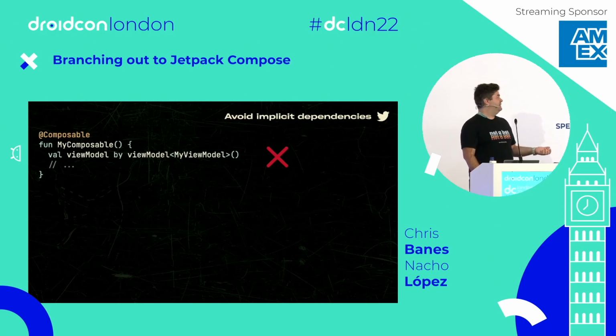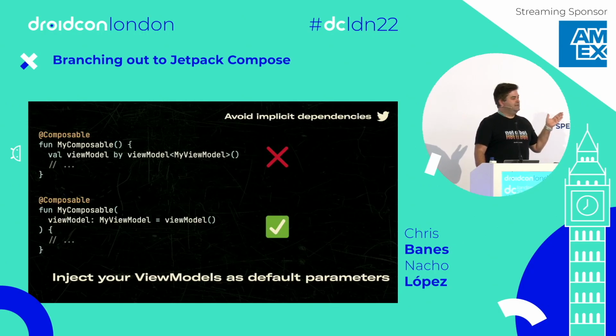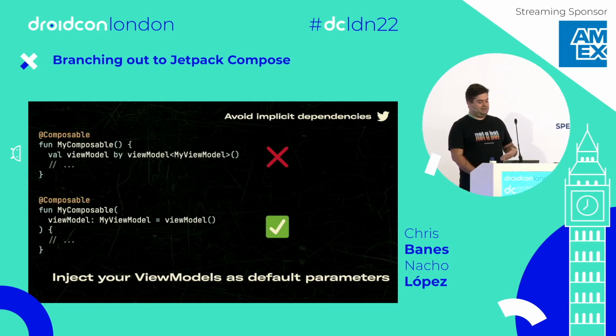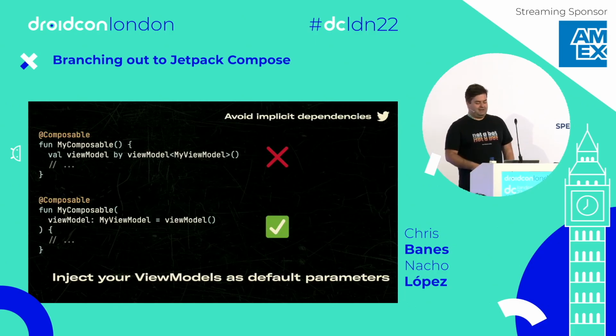So we detect if a view model is called in the middle of a composable, and we say, no, put it in the signature. This way, we can make the dependency explicit, and if you're writing tests, you're going to have an easier time, or even if you are using this composable, you're going to have an easier time if you want to provide a different view model, right?